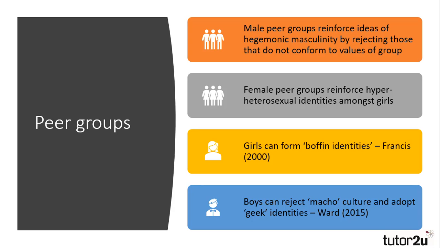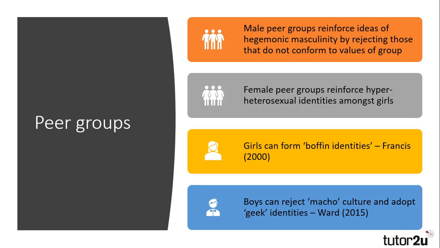Similarly, research from the likes of Archer has suggested that female peer groups reinforce gender identities of hyper-heterosexual behaviour, providing status to girls who dress in an ultra-feminine manner, have boyfriends and reject the image of being smart in order to attract males. However, both of these ideas of male and female identities can be criticised by other research.